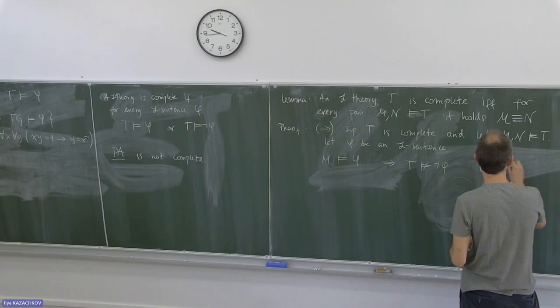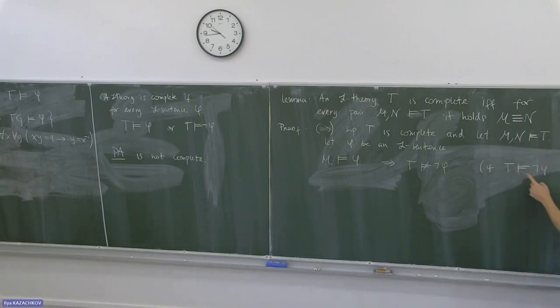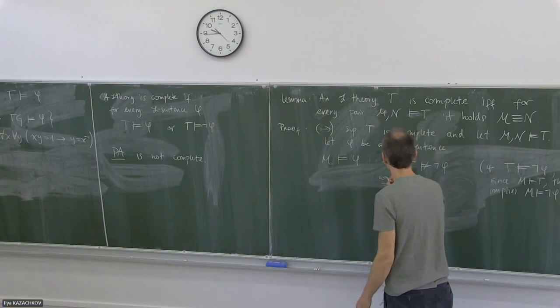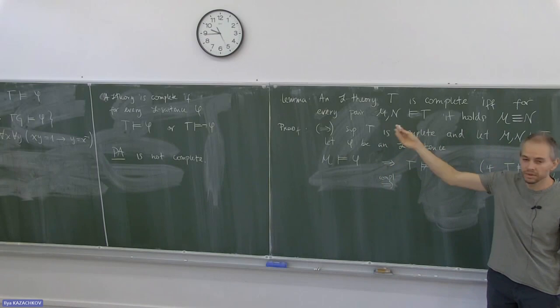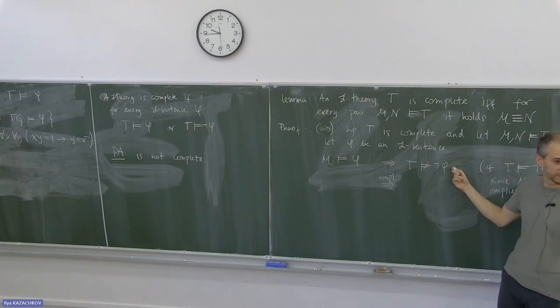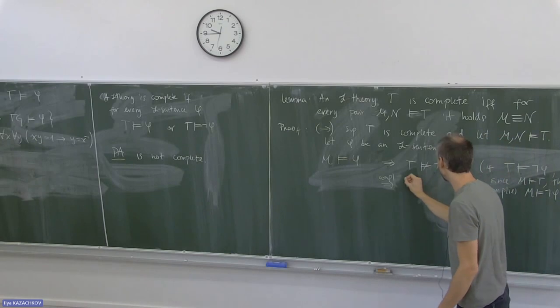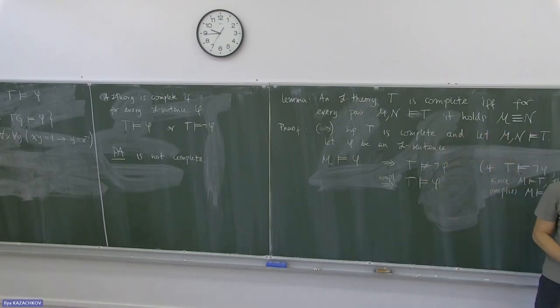If T really implies the negation, since M is a model of T, this implies that M needs to be a model of not phi, but this contradicts that we're assuming that M is a model of phi. So this definitely implies that T does not imply not phi. But T is complete. This is why, since T is complete, since it has to imply either the formula or its negation, and I'm not implying the negation, this implies that T implies phi.